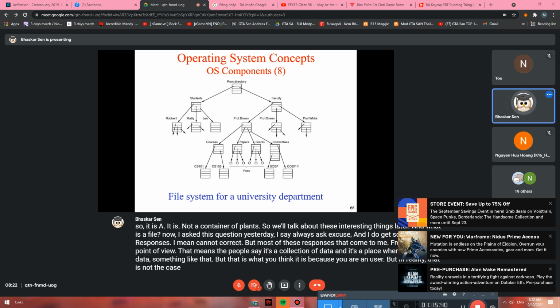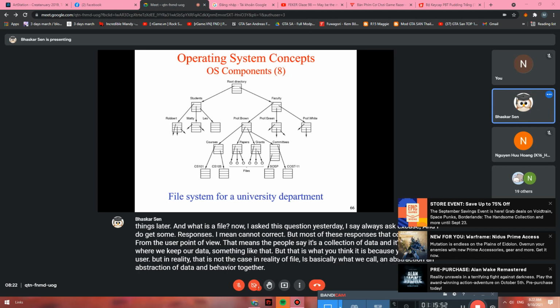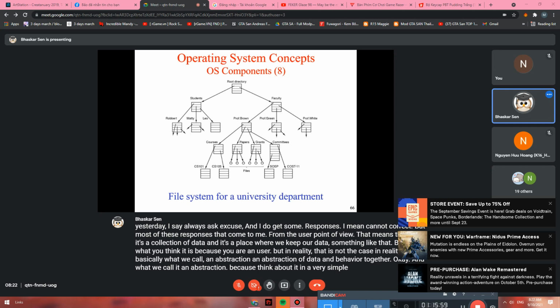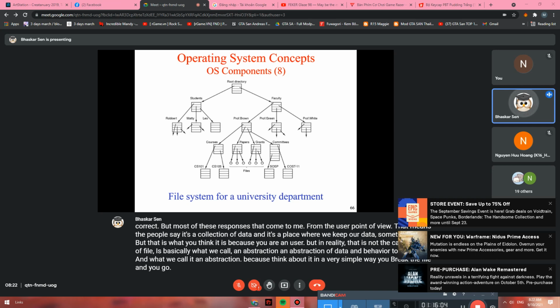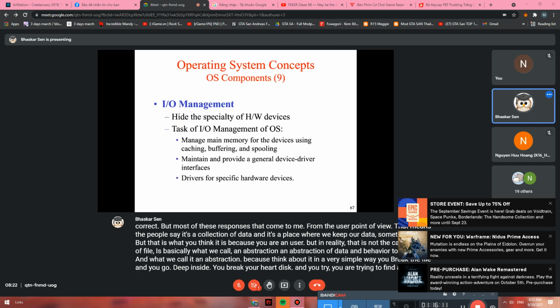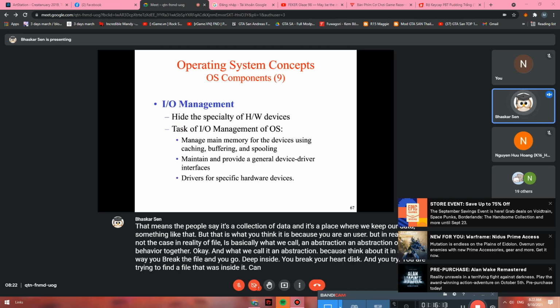In reality, a file is basically what we call an abstraction of data and behavior together. Okay? And why do we call it an abstraction? Because think about it in a very simple way. You break the file and you go deep inside. You break your hard disk and you are trying to find a file that was inside it. Can you really do that in this way?